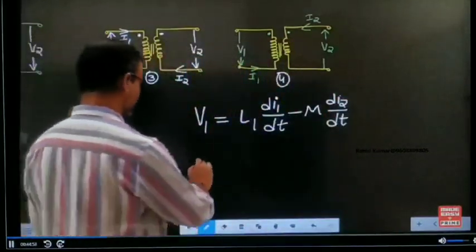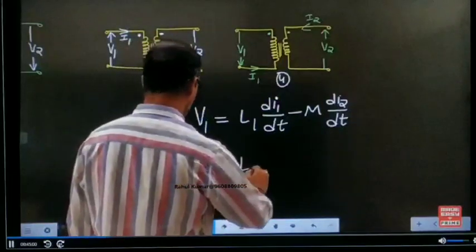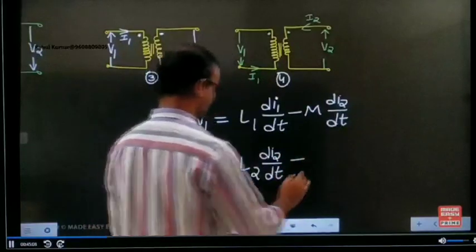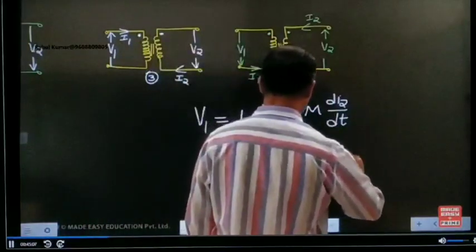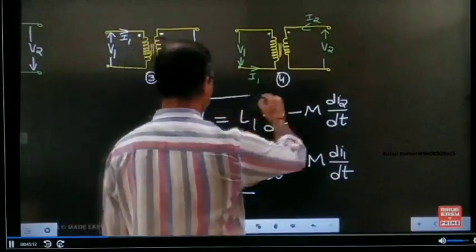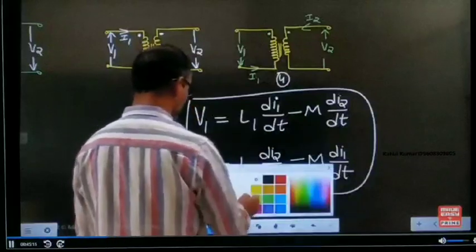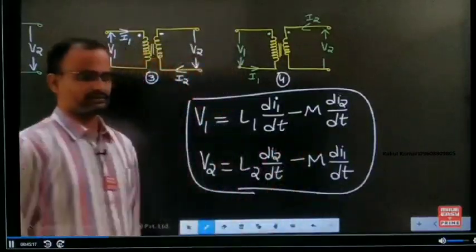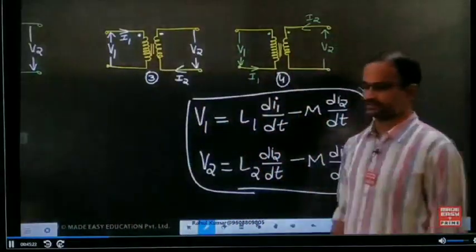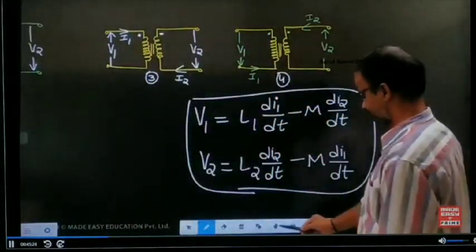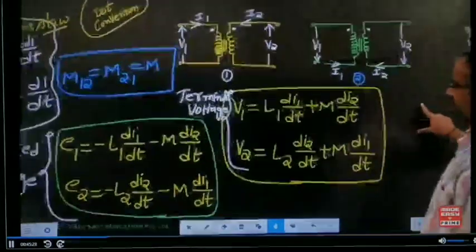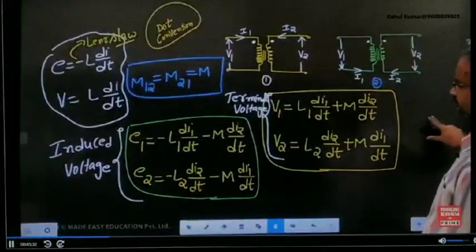Same analysis can be repeated for V2 also. V2 equal to L2 dI2 by dt. Current of the first inductor produces a mutual in the second one. Now these two equations are valid for the third figure as well as for the fourth figure. First, can you note these figures, draw the figures and write the respective equations also.